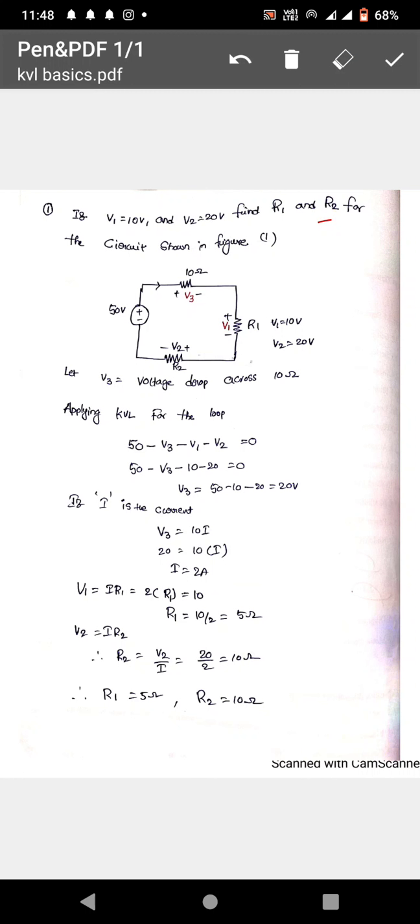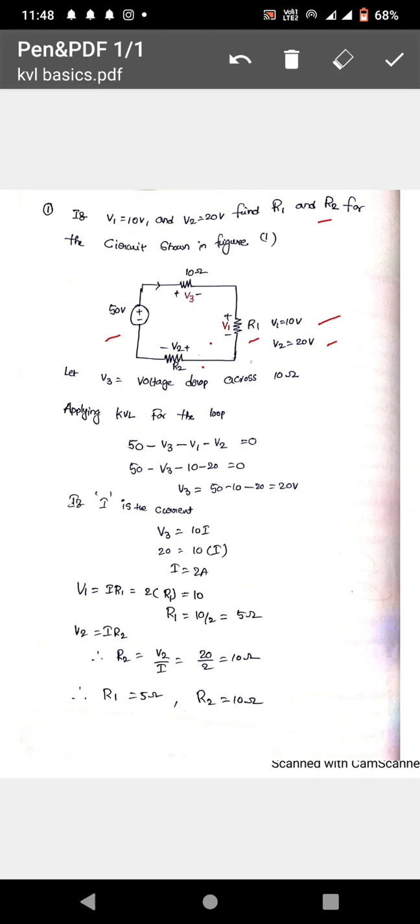In this circuit, a voltage of 50 volts is there and a resistance of 10 ohm. Assume the voltage across R1 is V1 and the voltage drop across R2 is V2. V1 and V2, the voltage drops across resistances R1 and R2, are given as 10 volts and 20 volts. Find out R1 and R2. How to calculate this? By using KVL.